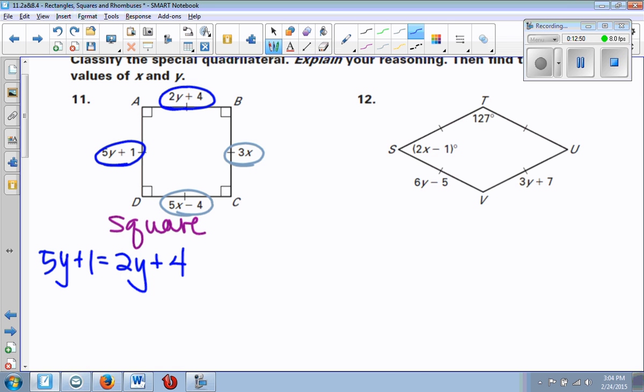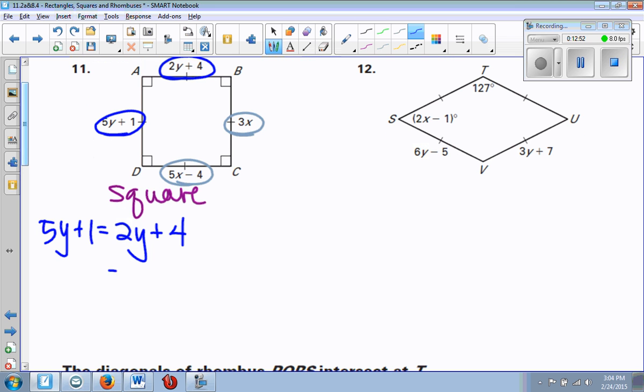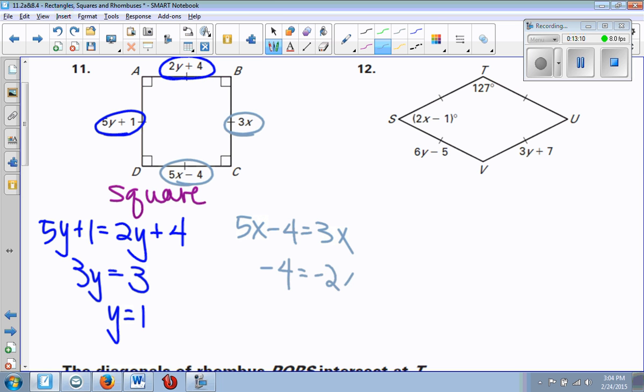So if I solve for y here, subtracting 1 gives me 3. Subtracting 2y gives me 3y. And if I divide, I get a value of 1. Setting the other 2 sides equal, solving for x, I would subtract 5x from both sides, which would give me negative 2x. And if I divide by negative 2, I get an x value of 2.